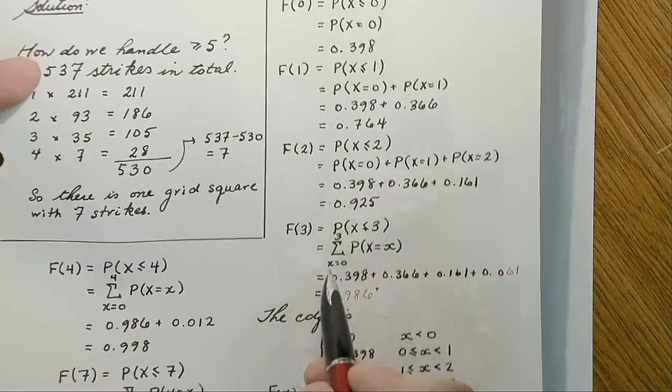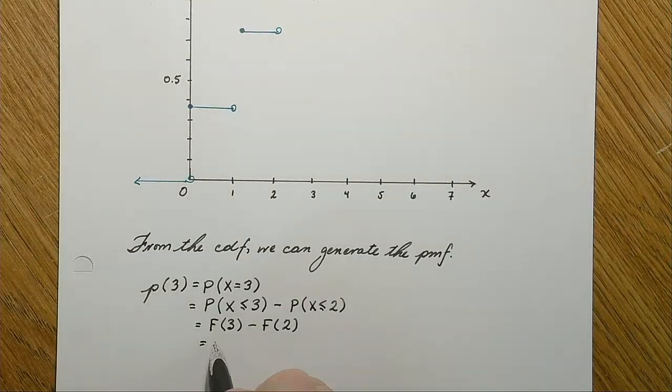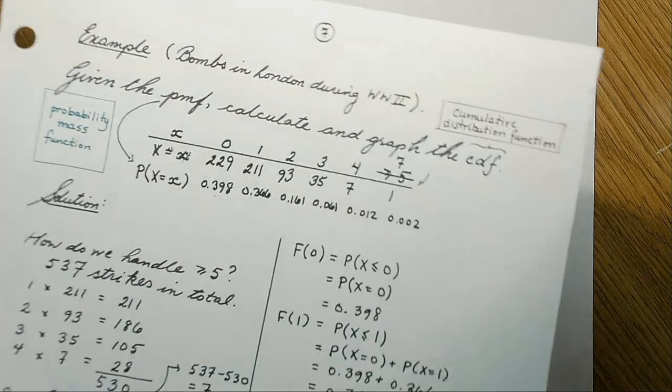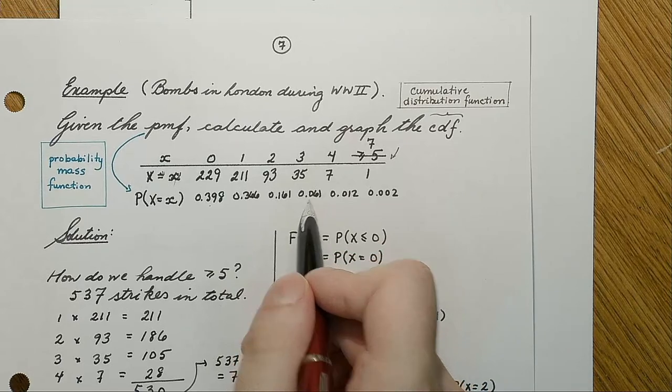From the 3 right here, which was 0.986, minus the 2, 0.925, which gives us 0.061, which is the same value that we have for p(3).